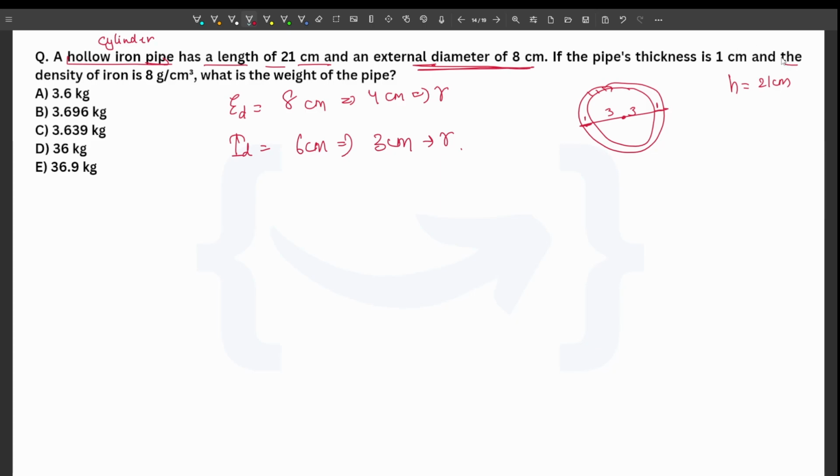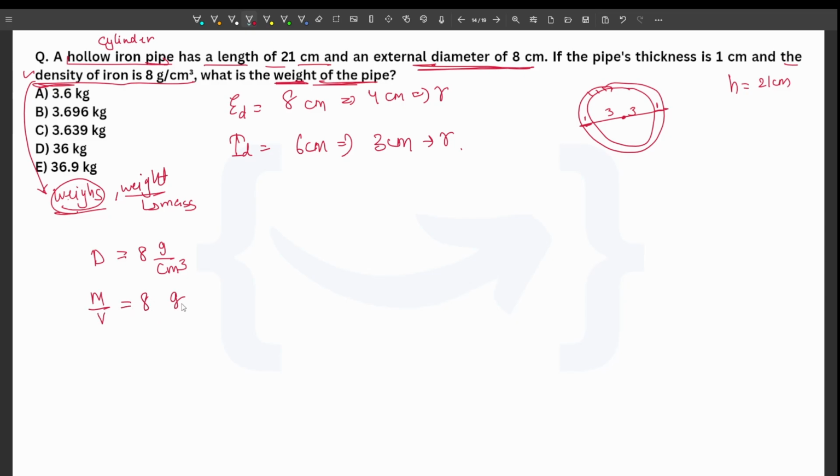Now, the density of the iron is 8 gram per centimeter cube. Here we have density. Sometimes in the question they may write weighs. Weighs and weight are totally different things. Weighs means density, weight means mass. Please make note of it. What is the weight, which is the mass, of the pipe? So density is equal to 8 gram per centimeter cube. Density we know is mass by volume, so to find mass, we should find the volume as well.